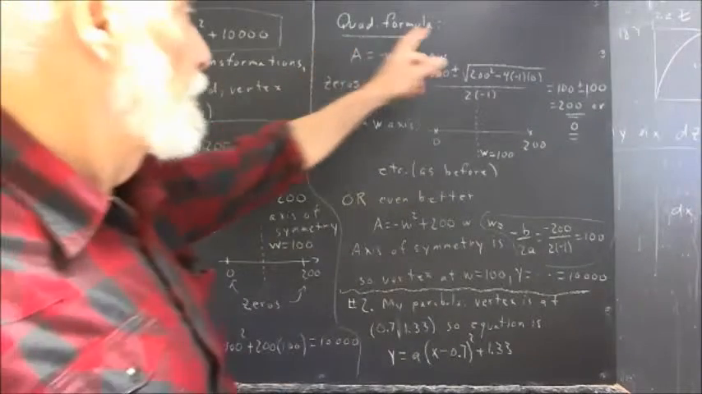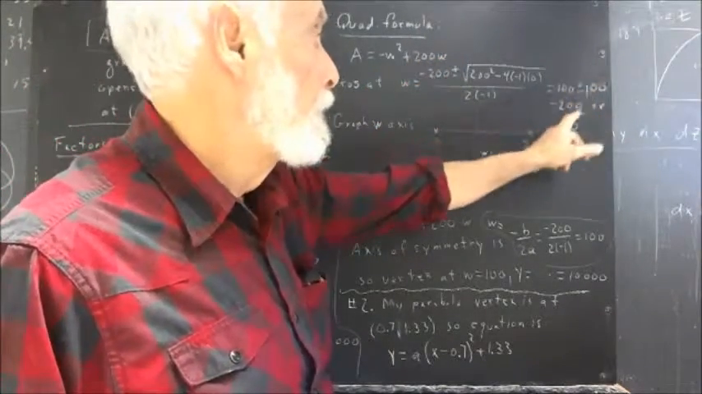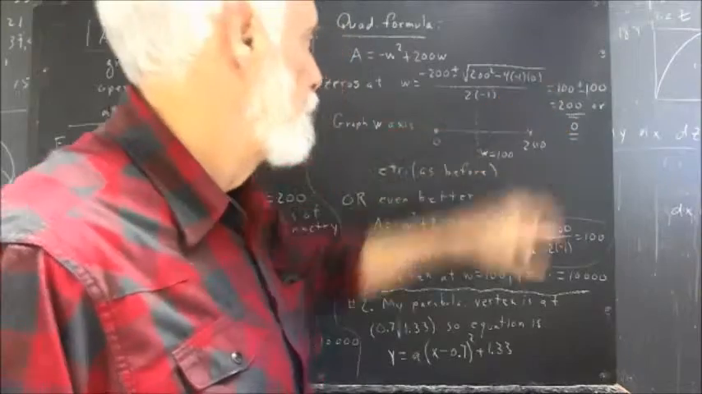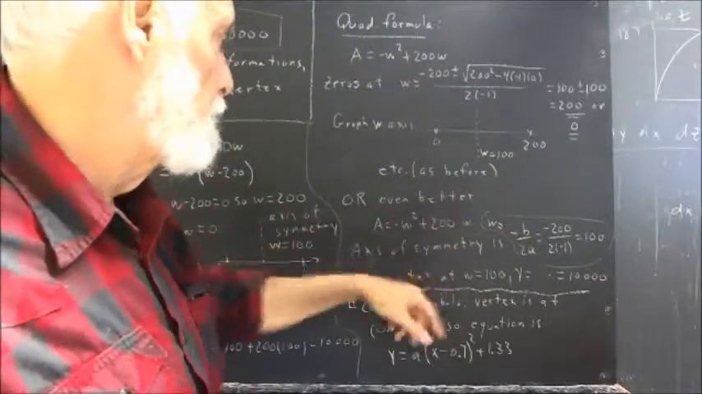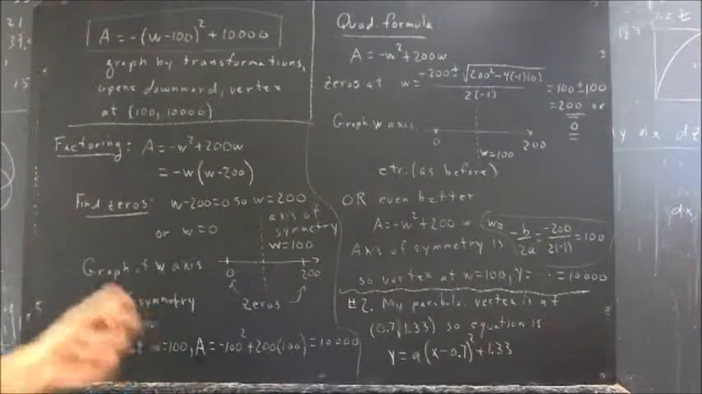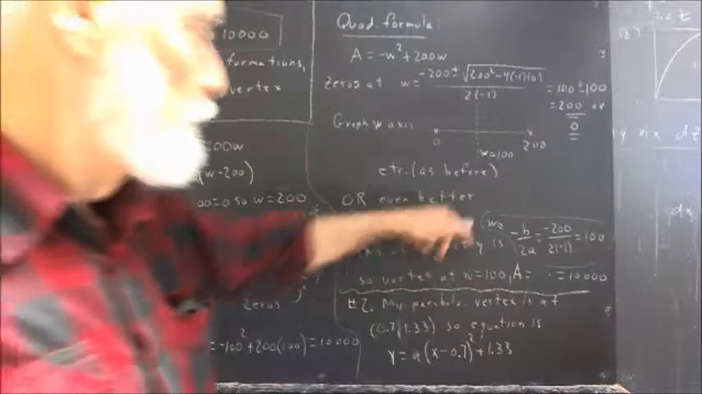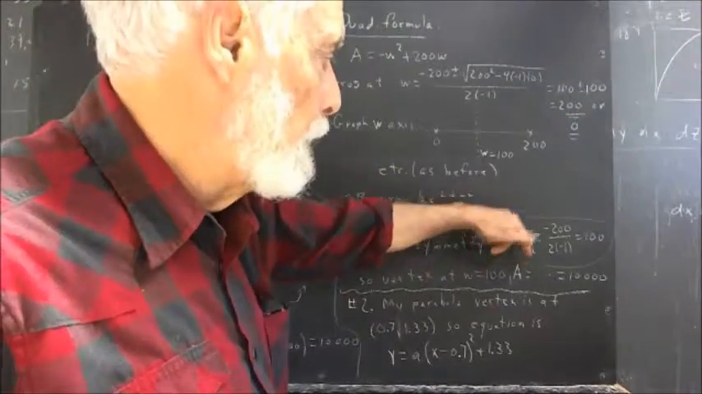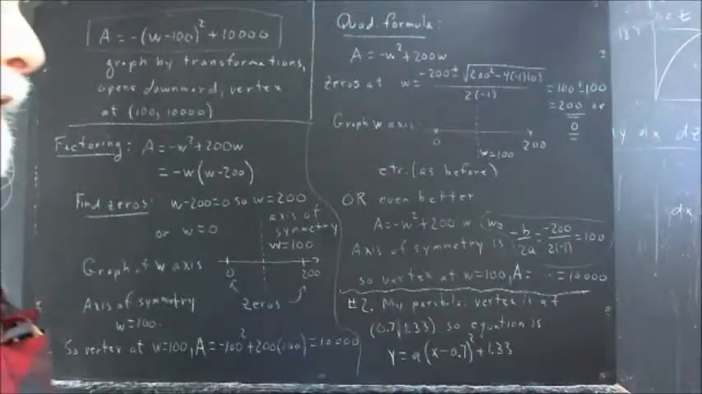Alternatively, we could use the quadratic formula to get our two zeros. Again, we get 0 or 200. We get the same picture we had here with the same axis of symmetry and proceed exactly as before. Now, even better, we can just use the quadratic formula directly. Alternatively, W equals negative B over 2A from the quadratic formula. We get 100. Plugging the 100 in, we get area 10,000.